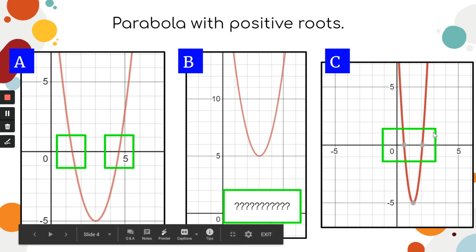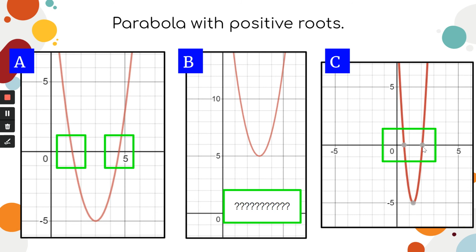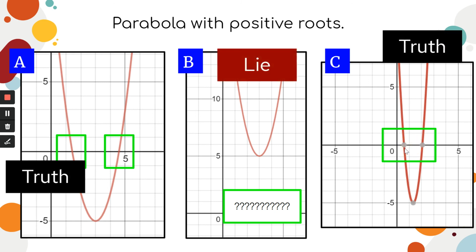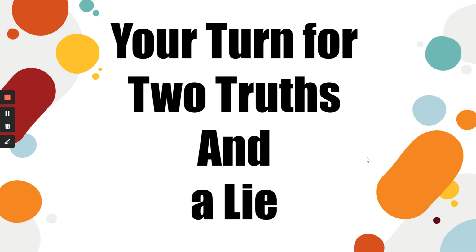C. All right, on this one, I can see this one is really thin. So I've got one root in between 0 and 1, and the other one's around 2. So this one definitely has positive roots. So truth, truth, lie.